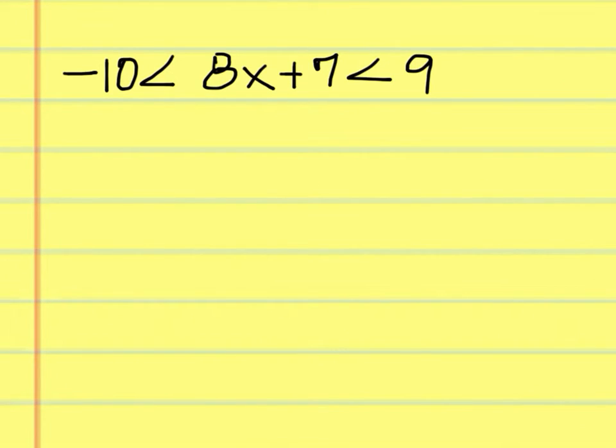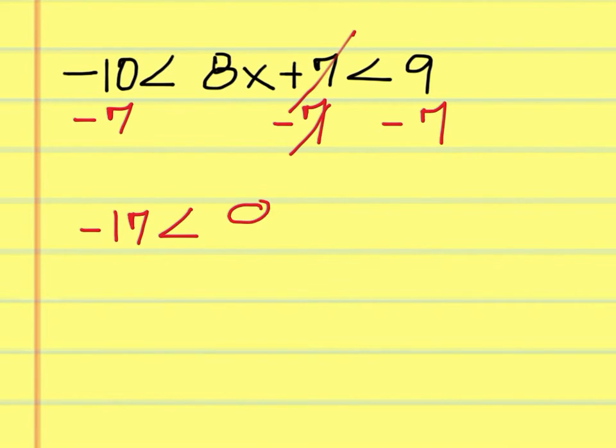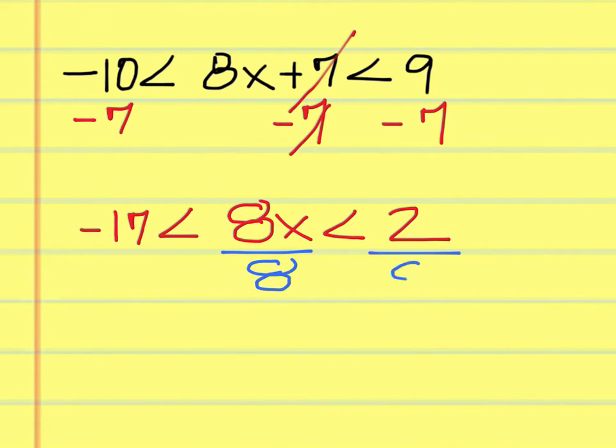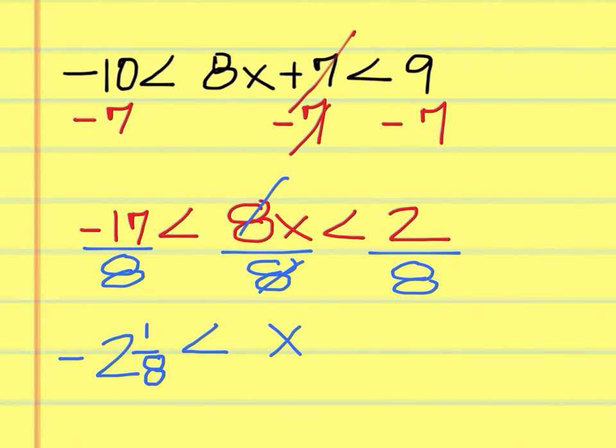To solve this compound inequality, we can start by subtracting 7 from everything so that these will cancel out and leave me with a negative 17 less than 8x less than 2. Divide everything by 8. When we do that, we end up with a negative 2 1/8 less than x less than 1/4.